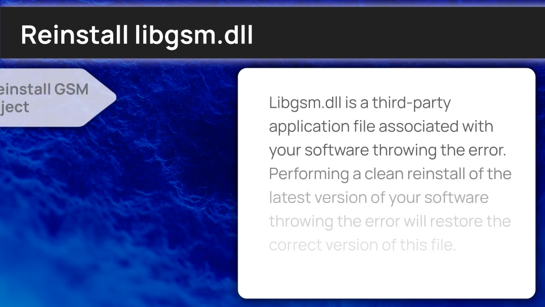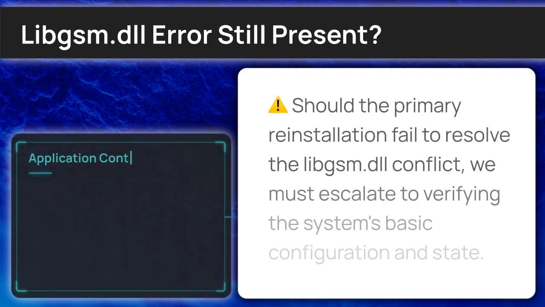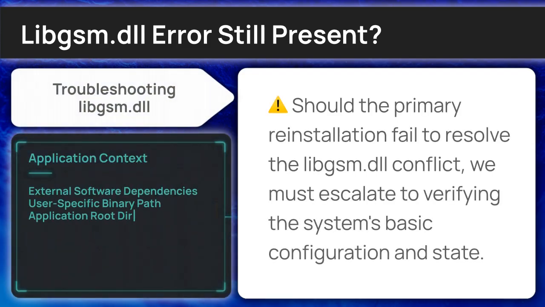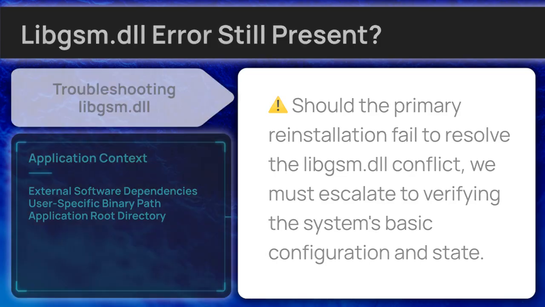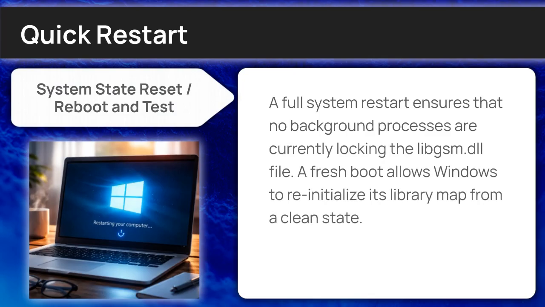Because libgsm.dll is required by your software throwing the error to initialize correctly, a standard repair is needed. Reinstalling the official version of your software throwing the error ensures all required application DLLs are restored to their proper paths. Persistence of this error after a clean reinstall suggests that the issue may reside within the current user session's initialization. A quick system restart is a practical way to ensure that all shared libraries, including libgsm, are being loaded correctly into the current session's memory.